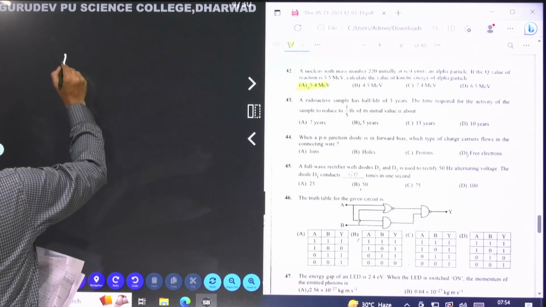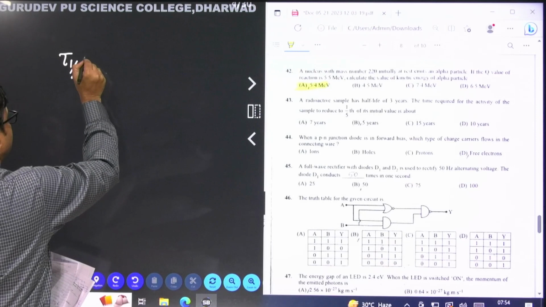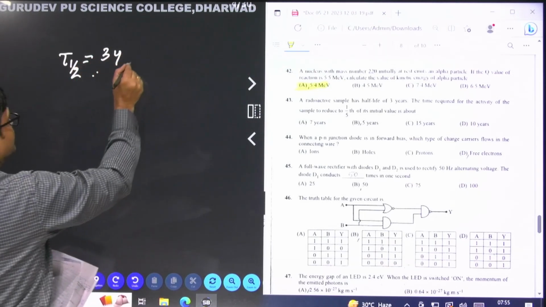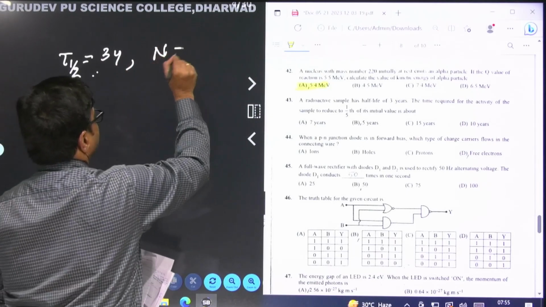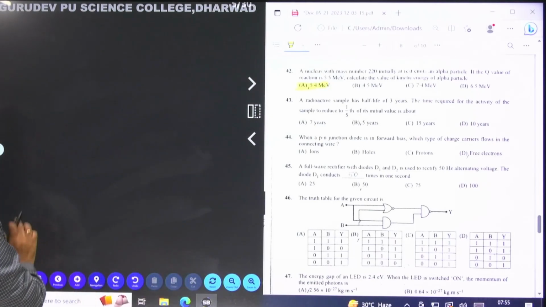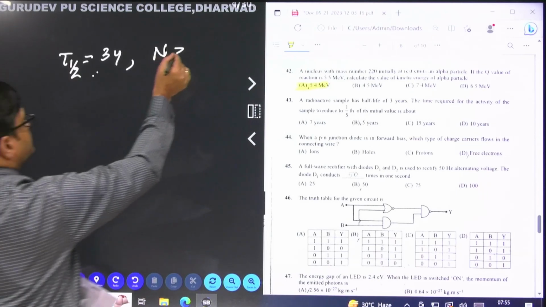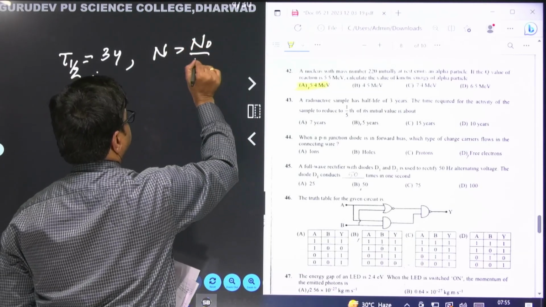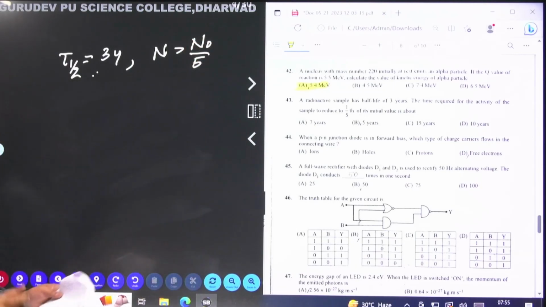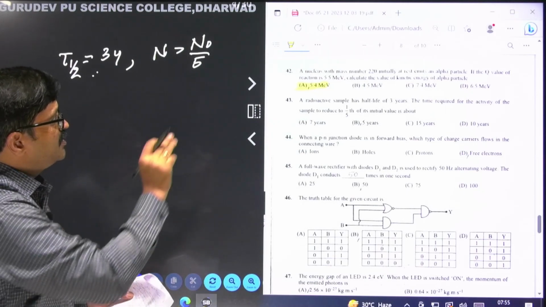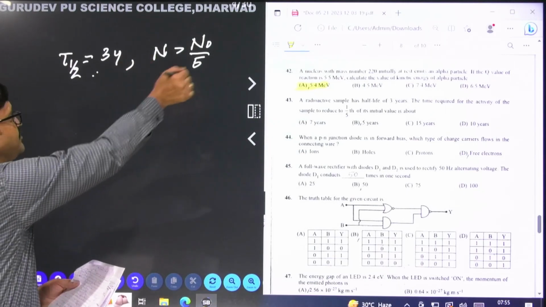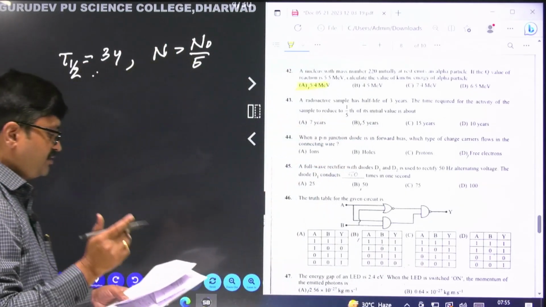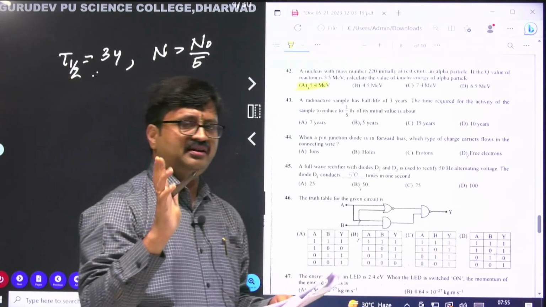So I'll just mention firstly T half is 3 years. Okay, and they have given n is equal to n naught by 5. This is what they have mentioned. They want us to find the time required to have this quantity. Now, to get the time required to have this quantity, as you can notice, we have two major formulae that we can make use of.